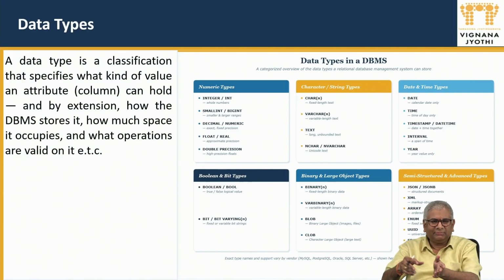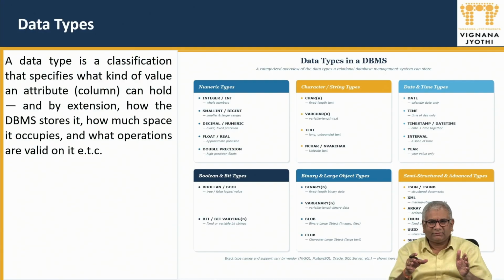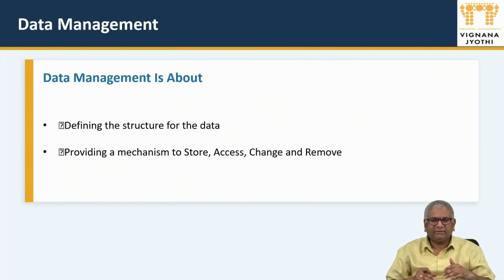can hold. We'll talk about columns and attributes later. I'm not going to go deep into this because we're going to learn about data types again later. But just to distinguish: data classification is different, and data types are different. That's pretty much what I wanted to say.